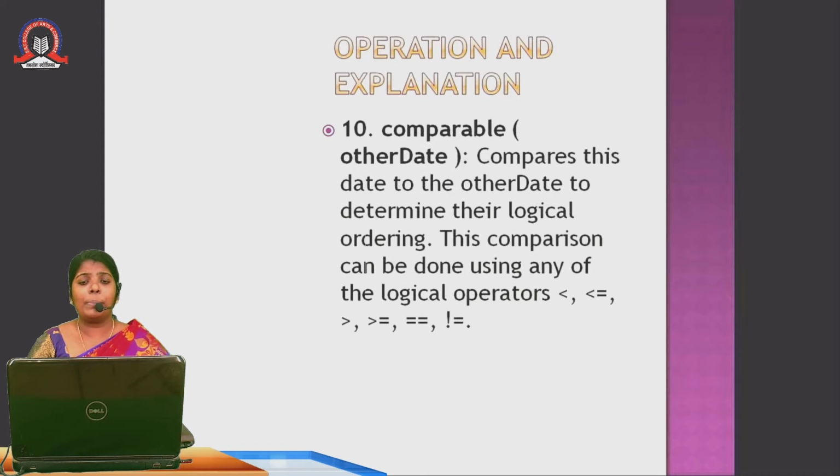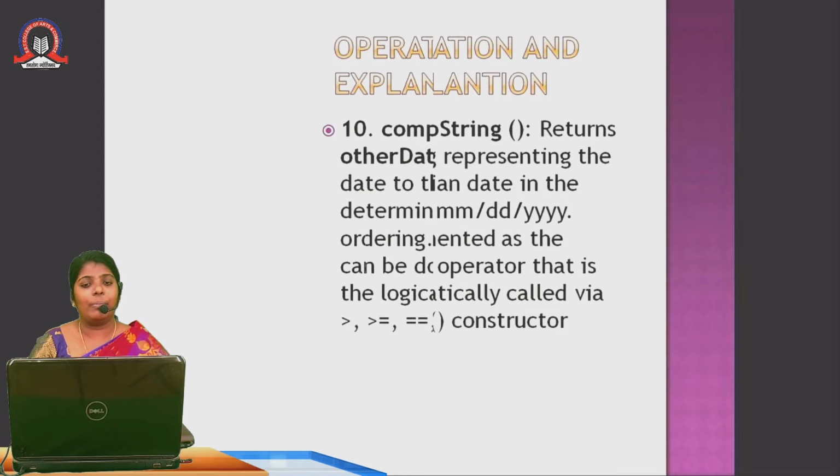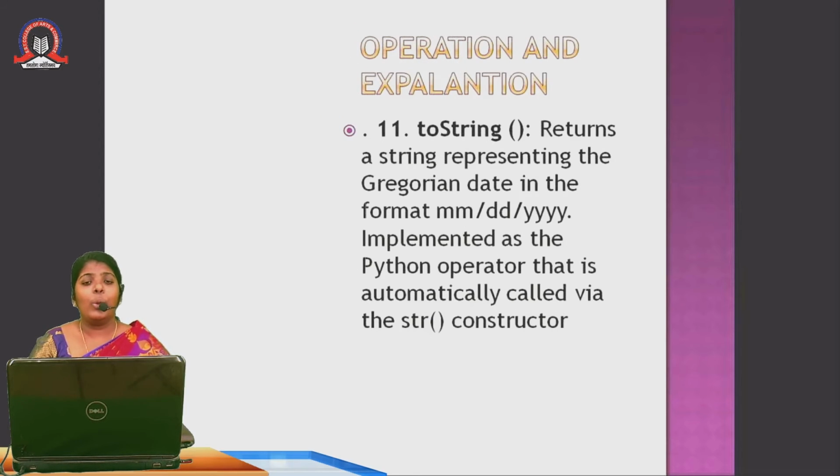Comparable: you can compare the date with another date using operators like greater than, equal, not equal. Now toString: you can write the date in the form of day, month, year, or month, date, year. In Python, this is automatically called via the string constructor.